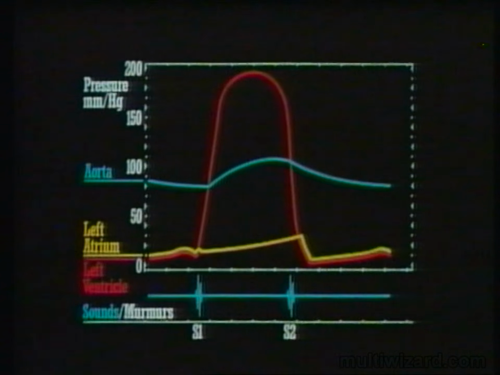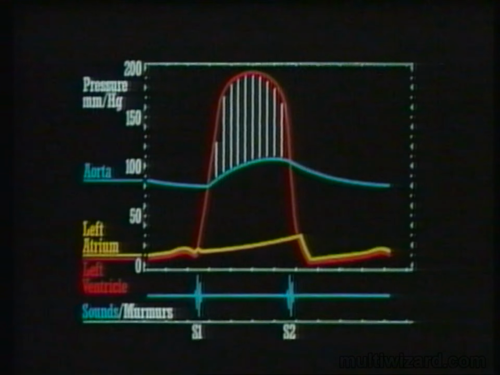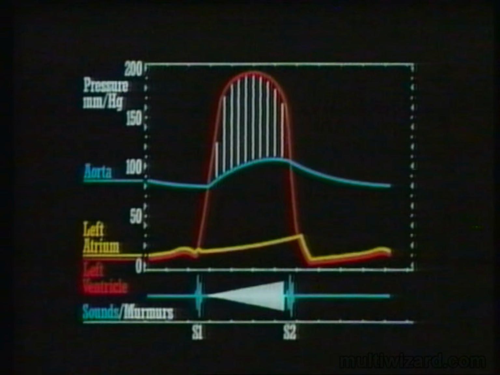A stenotic aortic valve produces turbulent flow during the time that the valve is open, that is, during the ejection period. The murmur thus begins distinctly after the first heart sound, which is therefore not obscured. The aortic pressure does not rise as high as the left ventricular pressure because of the narrowing at the aortic valve. The pressure gradient from left ventricle to aorta rises during systole, and the murmur therefore has a triangular shape.